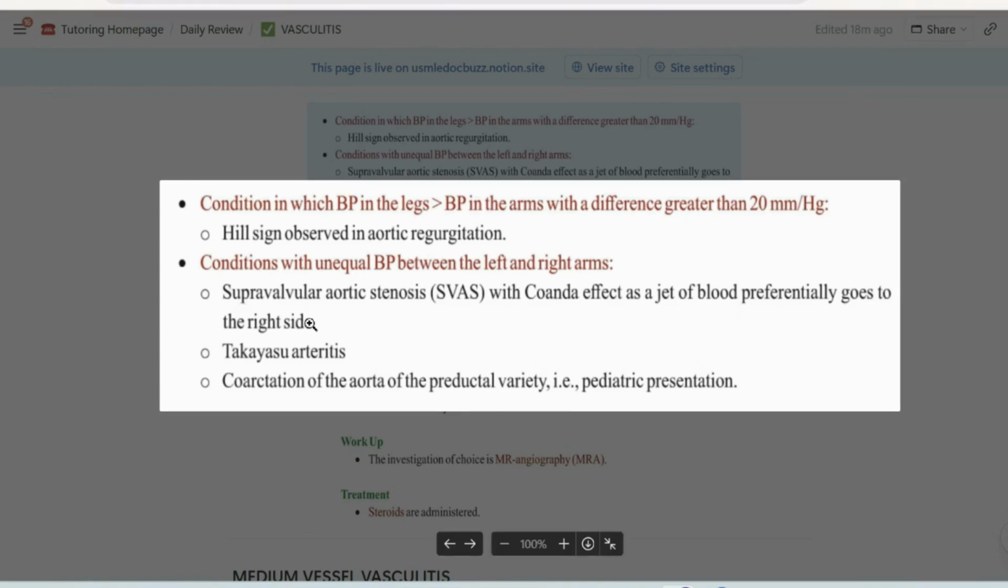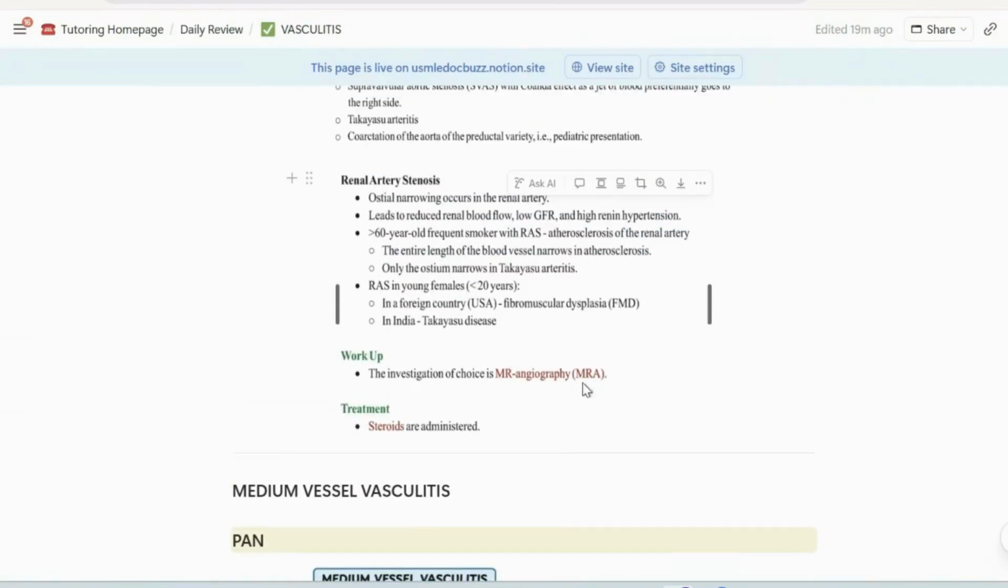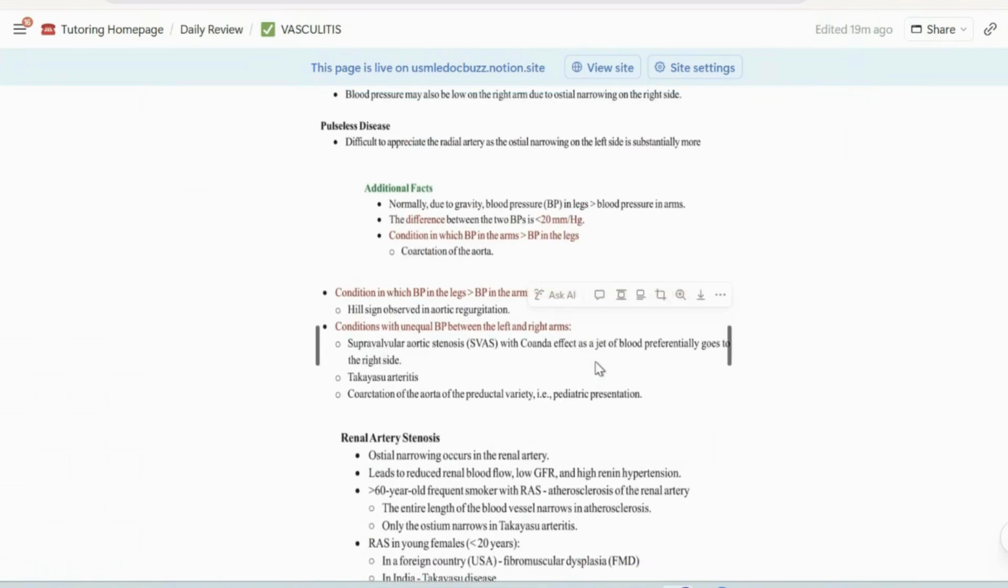Whereas, similar with Takayasu, most of the blood is going to the right. With coarctation of the preductal variety, you may see that it's going towards a different side altogether. Okay, so all these three, I do want you to keep in mind, right? Most of these are congenital based, with coarctation and even supravalvular aortic stenosis. You may see it in a pediatric population, but Takayasu is not a pediatric diagnosis, okay? How do you work this out? We're going to use MR angiography. That's the gold standard, right? I want to visualize the blood vessels, right?